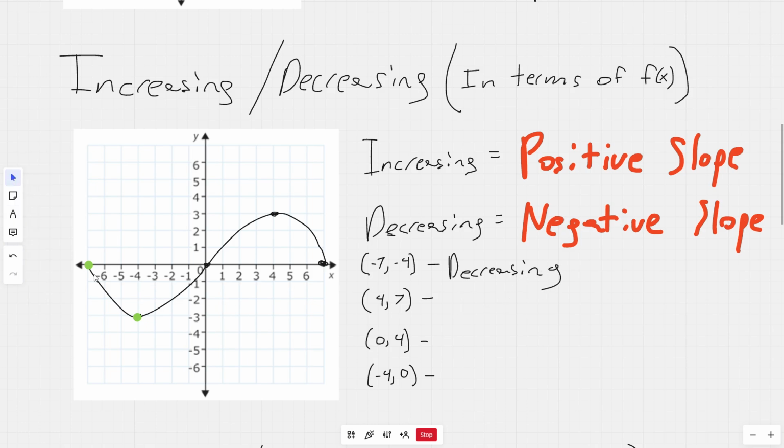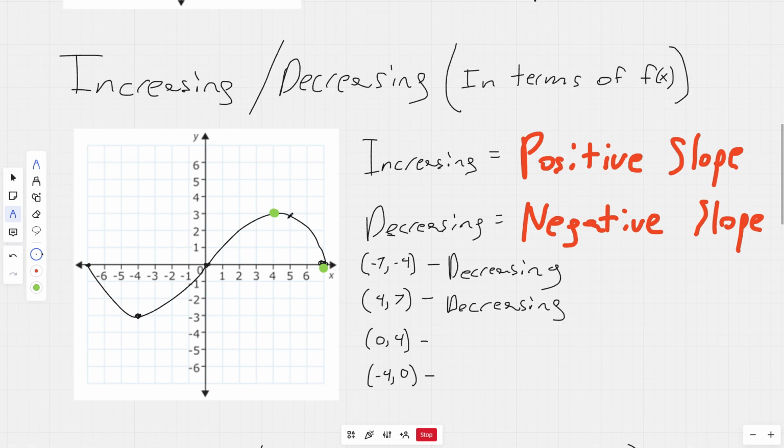I forgot to delete my points here. Alright, now we got 4, 7. Now, this, as you go left, y is going down. So that means it's decreasing. Easy.